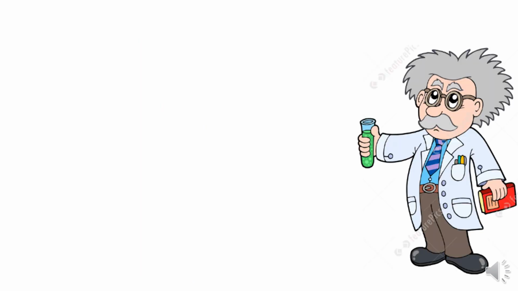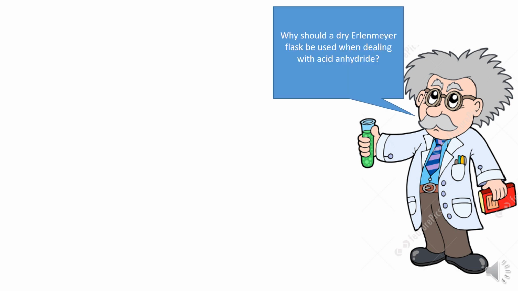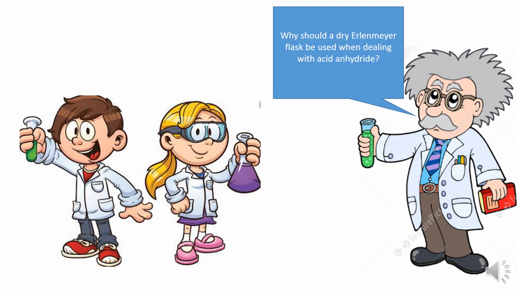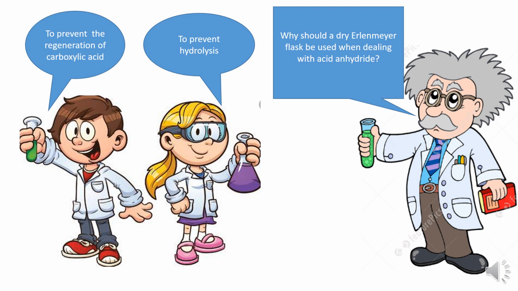Finally, before we finish our presentation, Einstein has a question for you all. Why should a dry Erlenmeyer flask be used when dealing with acid anhydride? These two students answered the following. The first answer, she said, is to prevent hydrolysis. The second student, he said, to prevent the regeneration of carboxylic acid. In your opinion, which answer is correct?